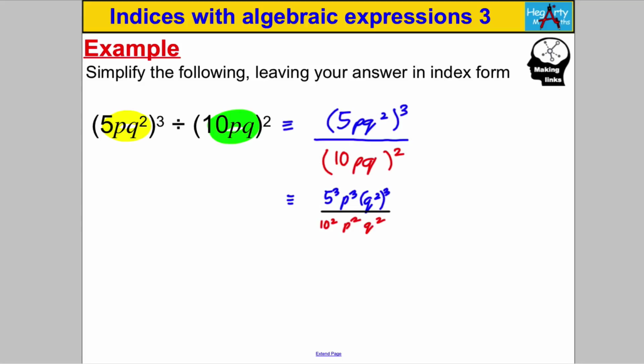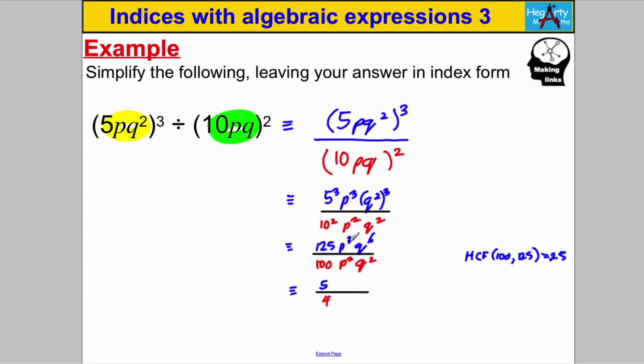Now we need to tidy up the numerator and denominator. 5 cubed is 125. We've got p cubed, and q squared all cubed is q to the power of 6. And we're dividing that by 10 squared is 100. We've got a p squared and we've got a q squared. Now we need to simplify this. Well, simplify the number part first. The highest common factor of 100 and 125 is 25. Divide the top and bottom by 25. I would get 5 on the top and I would get a 4 on the bottom.